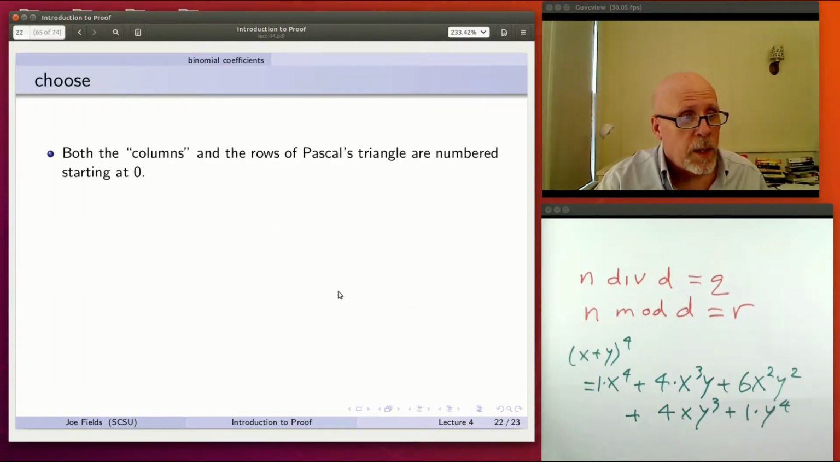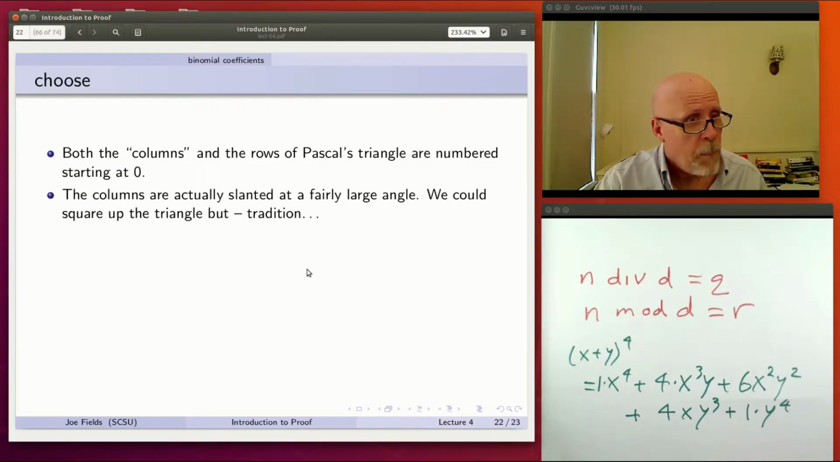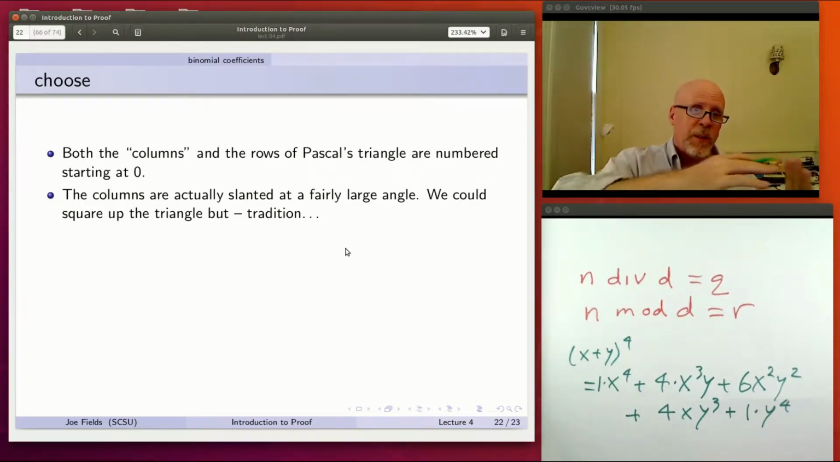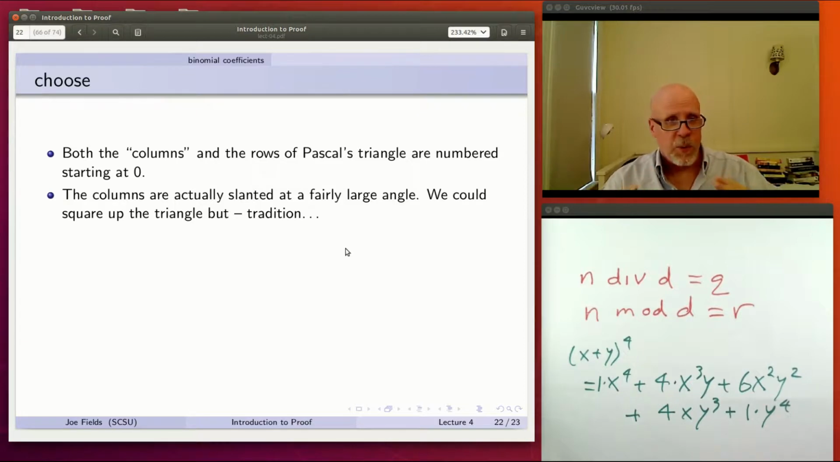Let me point out a couple of things. People, and me in particular, are going to talk about the columns and the rows of Pascal's triangle, and they're numbered starting at 0. But the columns are really not columns, right? They're off at a big angle. And honestly, that's just tradition. We could have squared everything up and had Pascal's triangle have a first column with all ones in it. People just always prefer the symmetrical look of the equilateral triangle versus a 90-degree triangle.